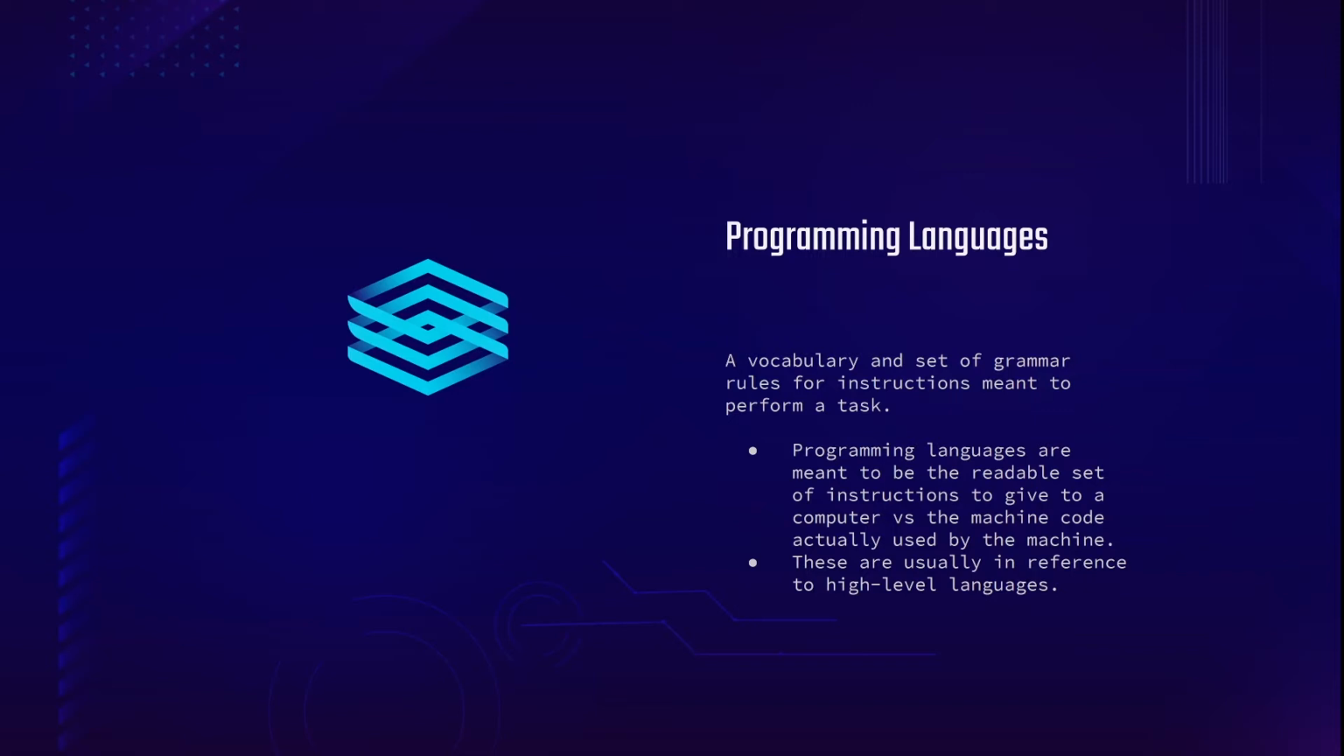So, programming languages. A programming language is a vocabulary and set of grammar rules for instructions meant to perform a task. Programming languages are meant to be a readable set of instructions to give to the computer, versus machine code actually used by the machine. We'll talk about it a little more later, but machine code is the actual ones and zeros, the binary. You don't write that. That's insane. Programming languages are meant to be readable for the user.